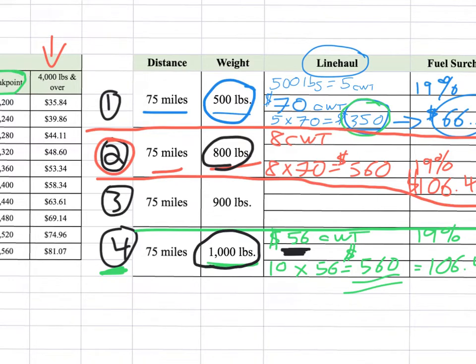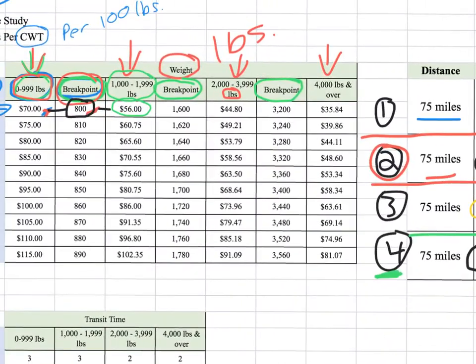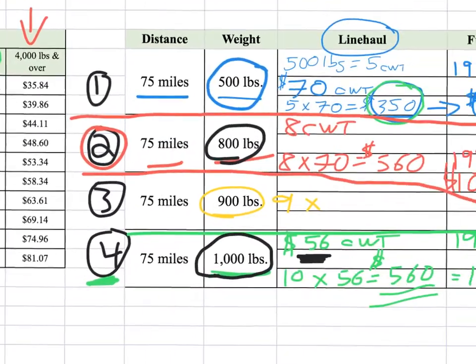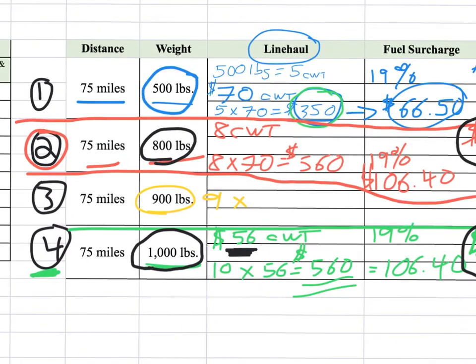So I'm going to try this yellow color and see if this works. Okay, so 900 pounds, that should be okay. 900 pounds we know is 9 hundredweight, and 9 hundredweight literally still falls within this first bracket here, right? 0 to 999 pounds. So if we stayed in this bracket and we paid $70, let's see what that figures out to be. Let me scroll back over to our table. So 9 times $70, in this instance, is $630.